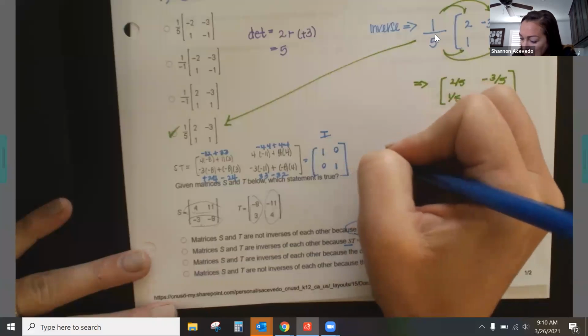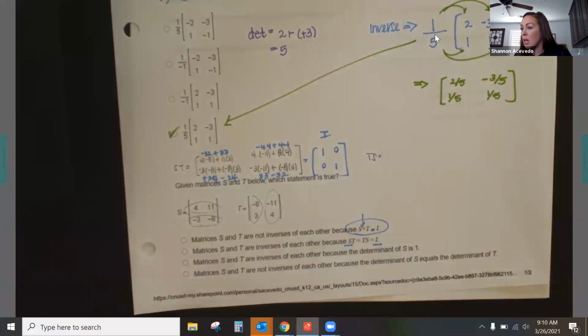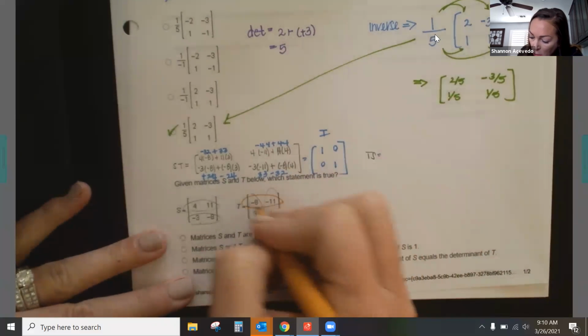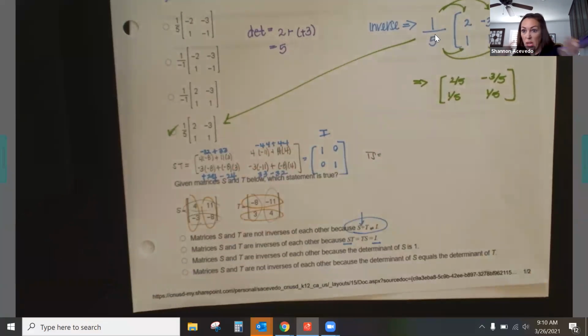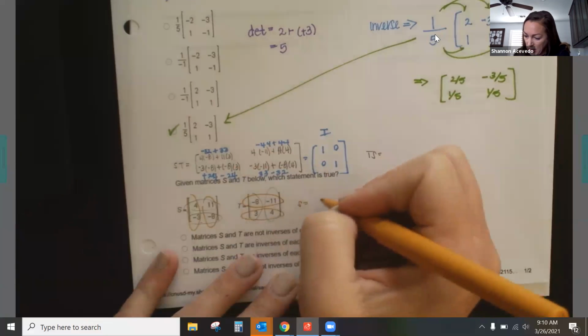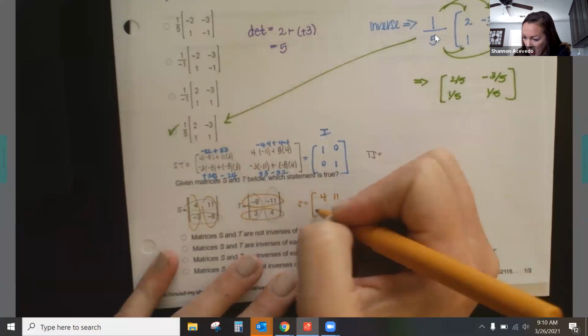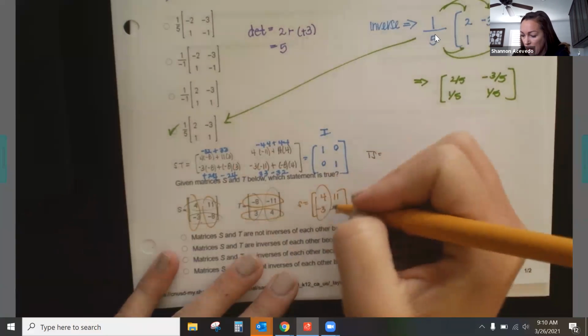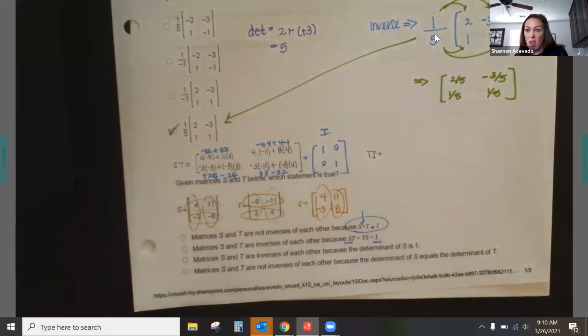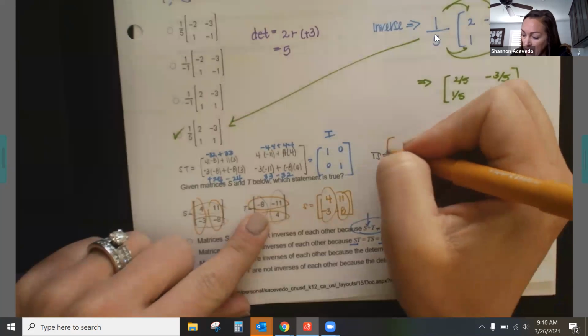So when I talk about my TS, I'll do this in a different color. If I wanted to rewrite my S on this side so that I can see it's my 4, 11, -3, -8, since my T is first, I want to look at it this way so that I don't accidentally switch things around. It's personal preference. I just like to do that so I don't make mistakes. Then I need to check this matrix.